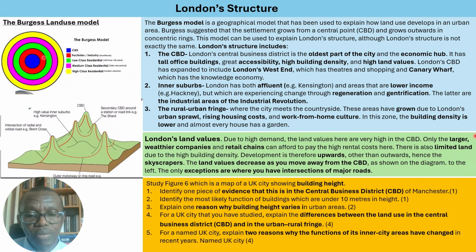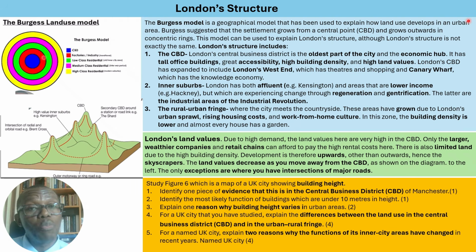Then the fifth question, for a named UK city, explain two reasons why the functions of its inner city have changed in the recent years. So here you're talking about what those inner city areas were used for previously, so their functions. And of course, if we are talking about inner city areas such as Stratford, they were used for industry initially, during the Industrial Revolution, but that function has changed. It has changed because of global shift, and there's a lot more retail now. So that's one change that has taken place.